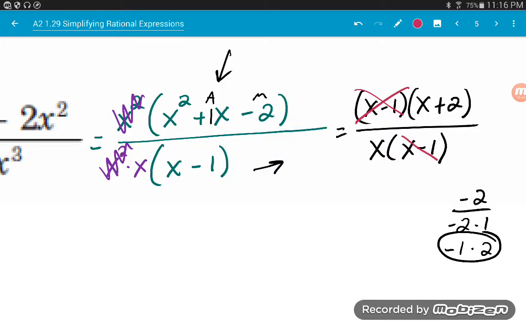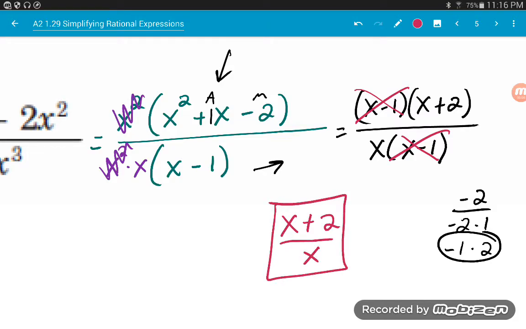The x minus 1's. So my final answer would be x plus 2 over x. Okay. Now I hope that helped with the understanding of how factoring helps us to simplify these rational expressions.